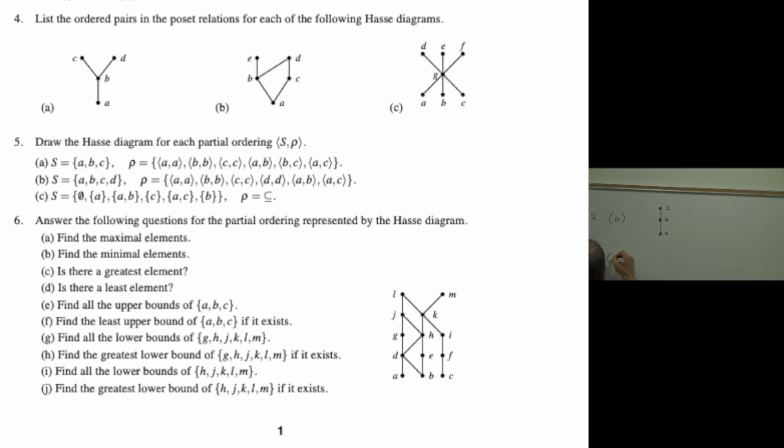Okay, how about B? It's a V shape. So AA, BB, CC, DD, and then we have AB and AC, but we don't have BC. So it's a V. And D floats off wherever you want. So it's A, B, and C, and then D is here. Is that right? That's kind of tricky, isn't it?